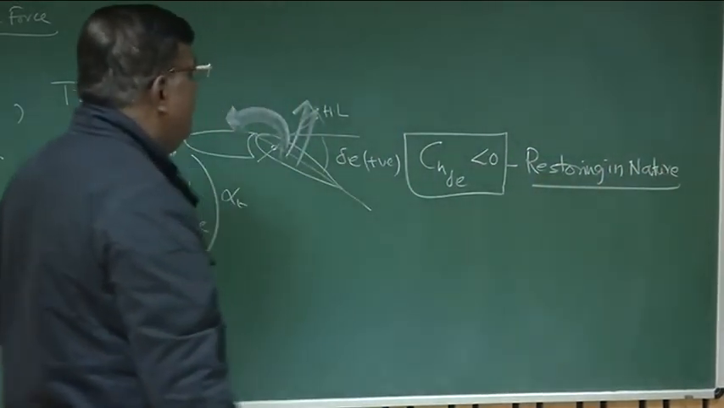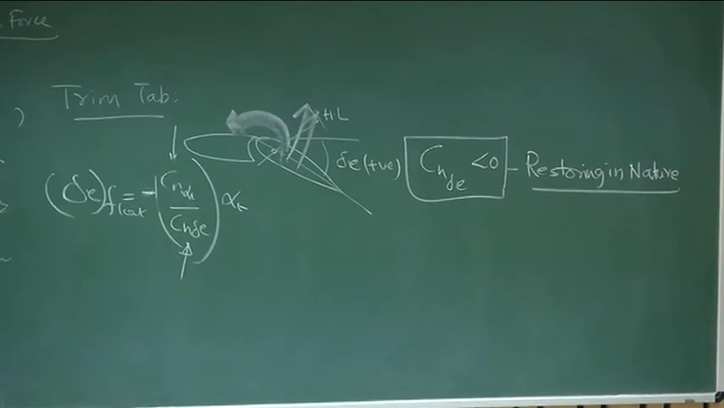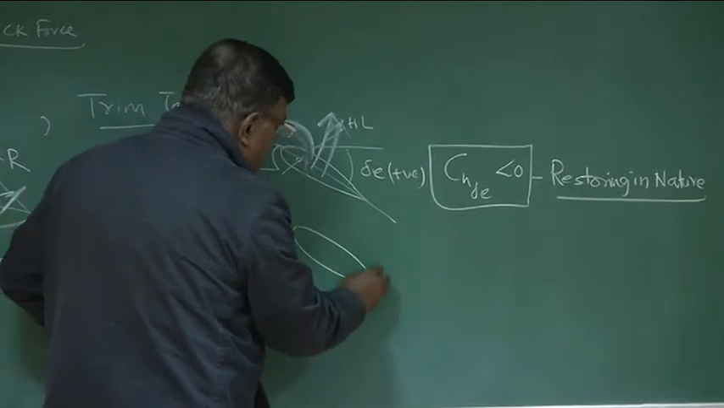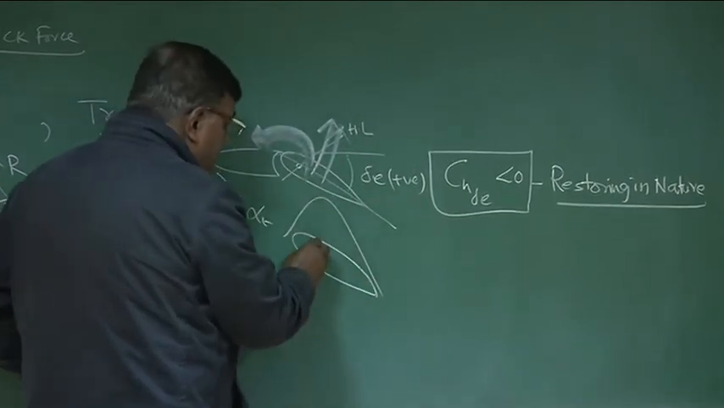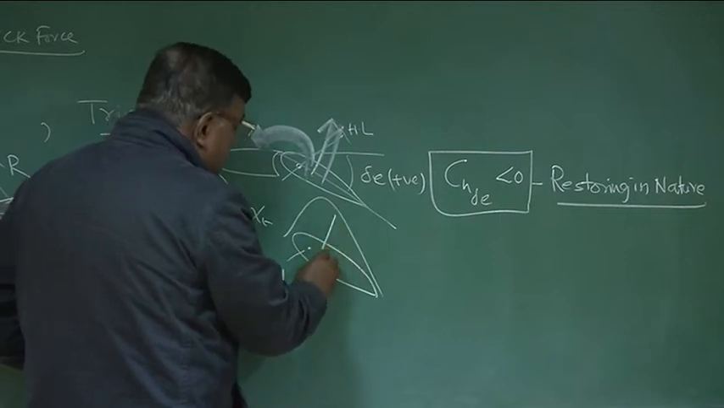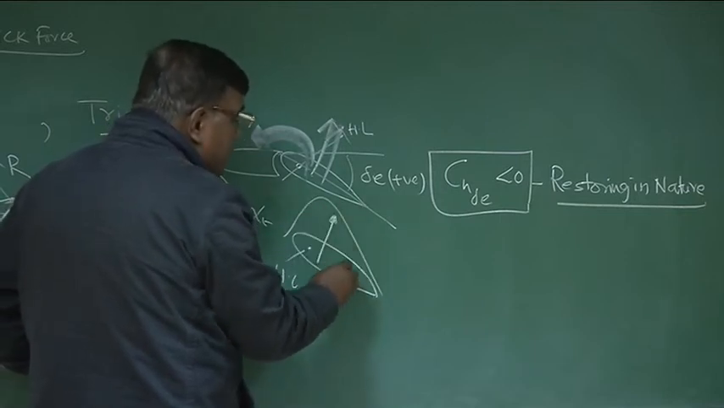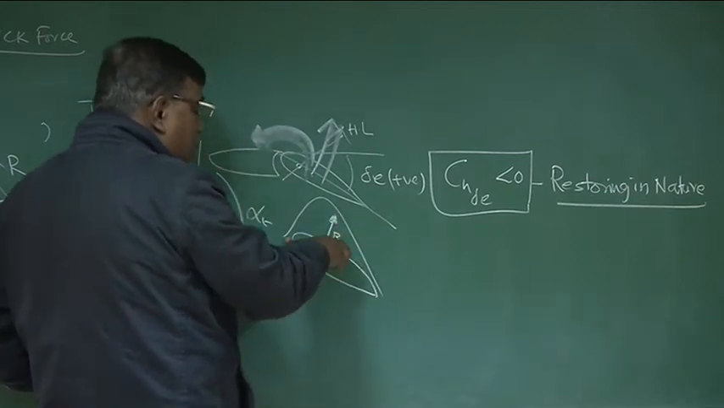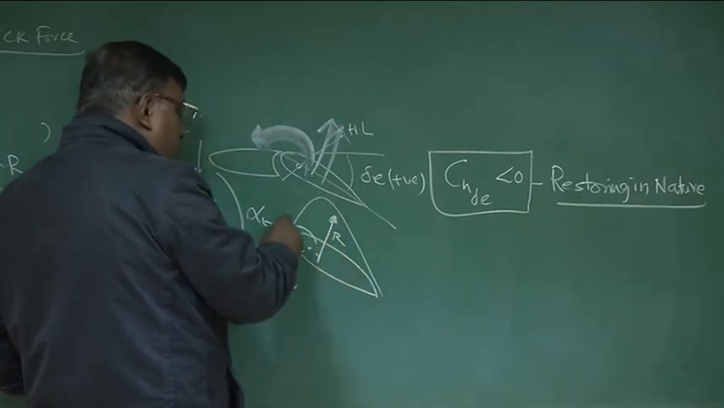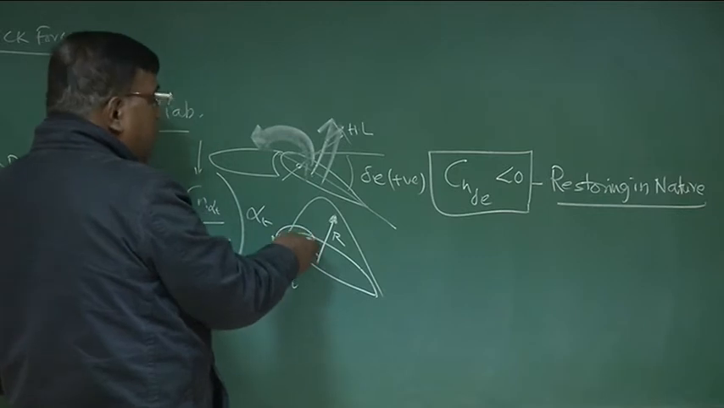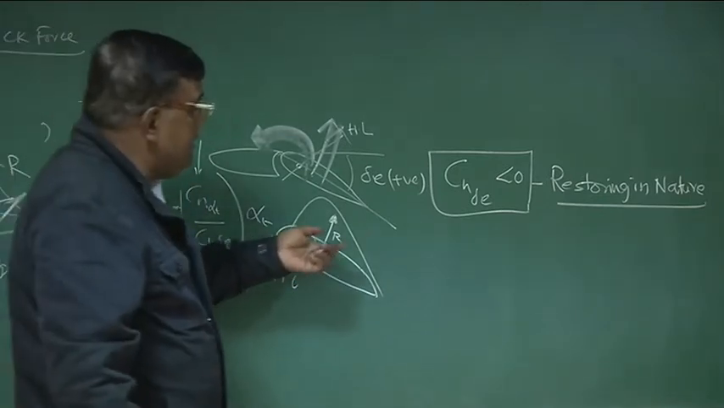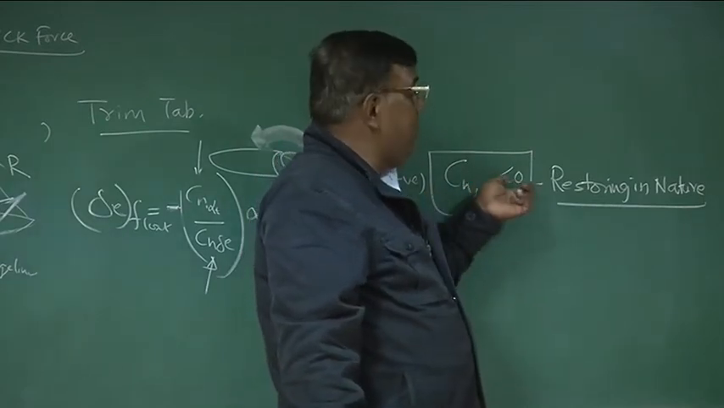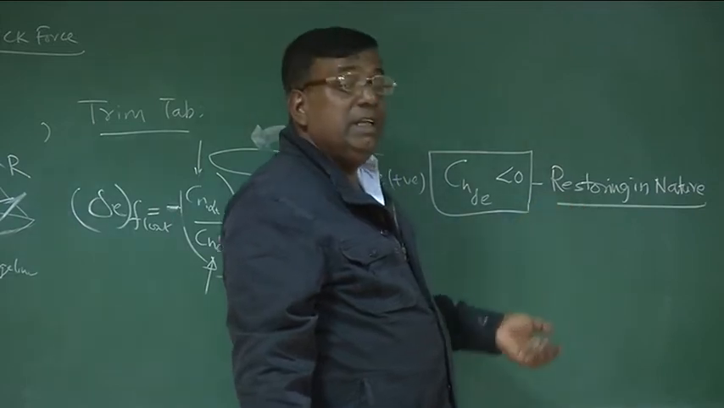Is this part clear? I repeat. See, I'm flying and I want to deflect this elevator down. As soon as I deflect the elevator down, there will be a pressure distribution over it. This is the hinge line. Let's say the hinge line is located in such a way that the resultant of this pressure distribution force, let's say reaction R, is behind this hinge line. So when I'm trying to pull it down, this R will give a moment in the opposite direction. So it will try to resist. That is why CH delta E, the hinge moment per unit elevator deflection, has a negative sign. So we interpret this as restoring in nature.